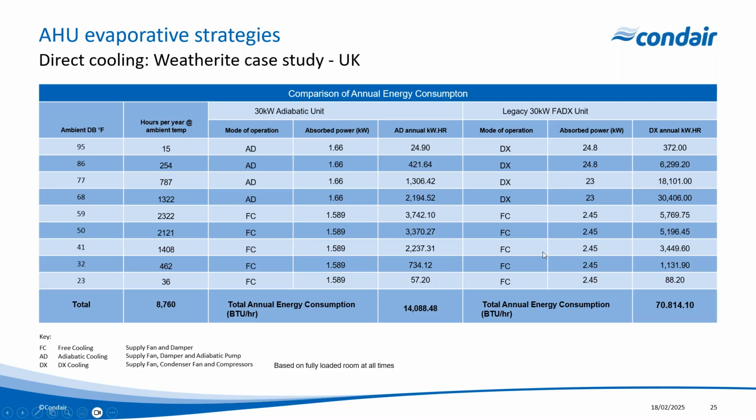But you'll notice that on the legacy DX cooling unit, going from free cooling mode to DX cooling mode represents a significant jump from 2.45 kilowatts all the way up to 23 kilowatts. So huge difference there. And when we calculate the cumulative effect of the run hours between the 30 kilowatt DX unit compared to the adiabatic unit for the year, we can see that for the DX unit, annual consumption is going to be around 70,814 kilowatts compared to 14,088 kilowatts for the adiabatic unit.